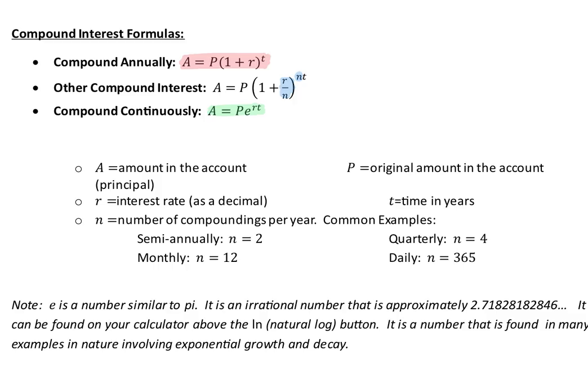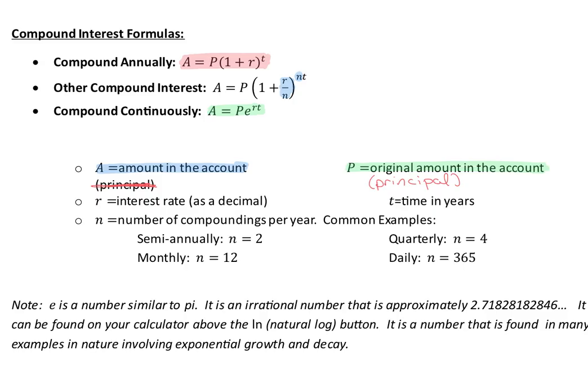Okay, the first one we have, A. This is the amount in the account at whatever time that we're looking at it. Okay, now this is not in the right place. That should be over here with the P. This is principal. And the principal, what this represents, is the original amount in the account. How much did we invest? How much did we borrow? Whatever it is.